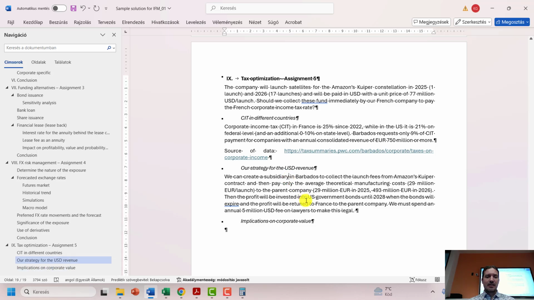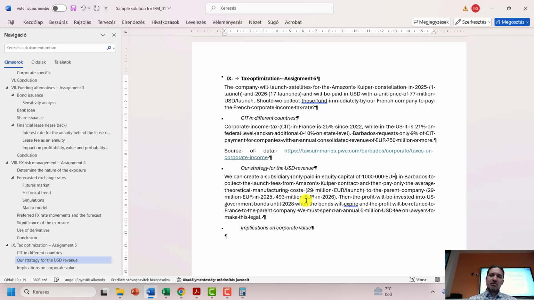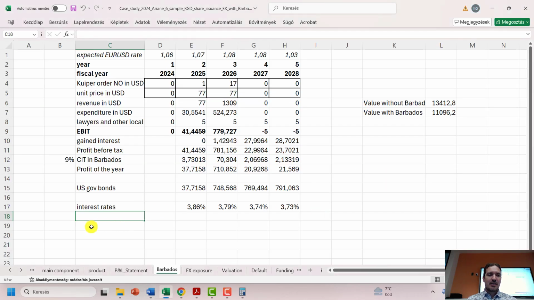Okay, in this case, we can create a subsidiary. The question is how much money should we put in as equity? Only paid-in equity capital. Because usually there is a minimum equity limit. But I think that 1 million euro will be enough, usually.